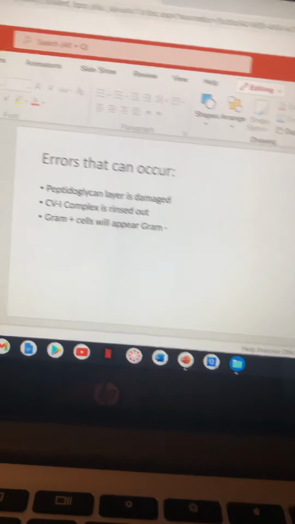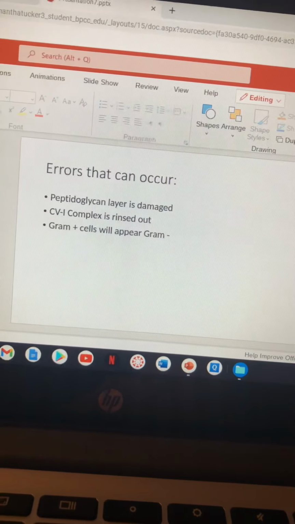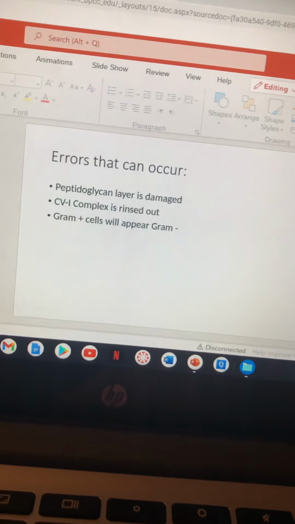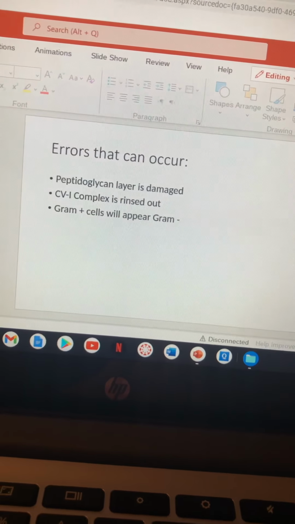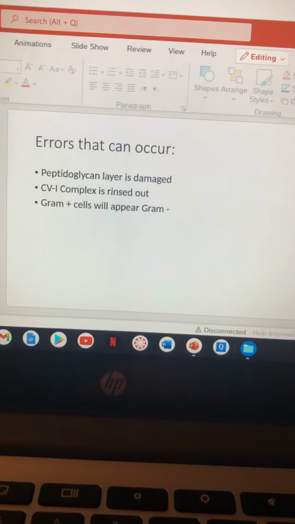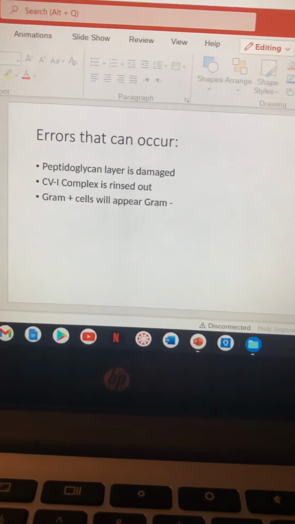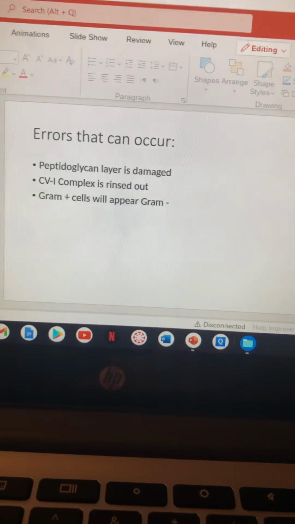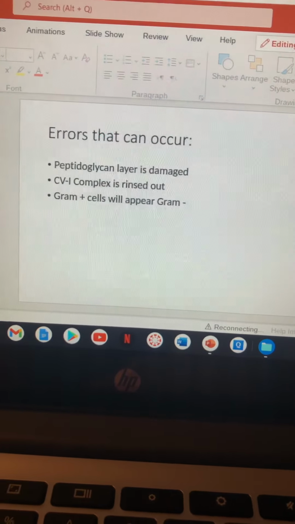So there are some errors that can occur during staining, and this happens if the sample is decolorized for too long. The peptidoglycan layer of the Gram positive cell wall can be damaged. The CVI complex is lost from inside of the cells, and the Gram positive cells can appear Gram negative.